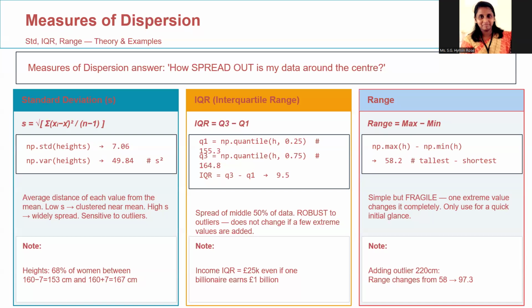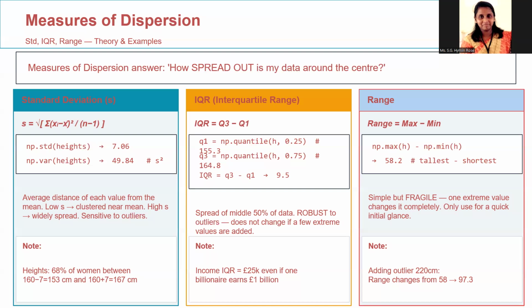What is standard deviation? It measures the average distance of each data point from the mean. It is calculated by the formula: the square root of the summation of (xi minus x-bar) the whole squared, divided by n minus 1. The variance, s squared, is the square of the standard deviation. It is represented by the syntax np.std, where std represents standard deviation, and np.var represents the variance.